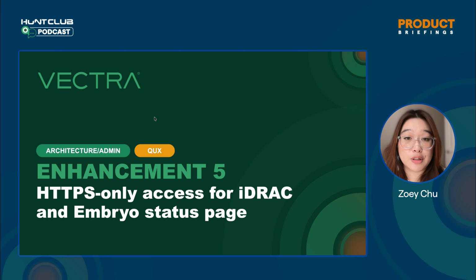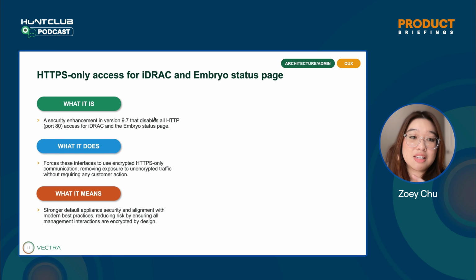That's a lot of acronyms, a lot of things, but essentially this is just a security enhancement that disables all HTTP port 80 access for iDRAC and the status page. This forces the interface to use encrypted HTTPS-only communication, so it removes exposure to unencrypted traffic without requiring any customer action. So you don't have to do anything. This is just going to happen automatically, so you don't have to set anything up.